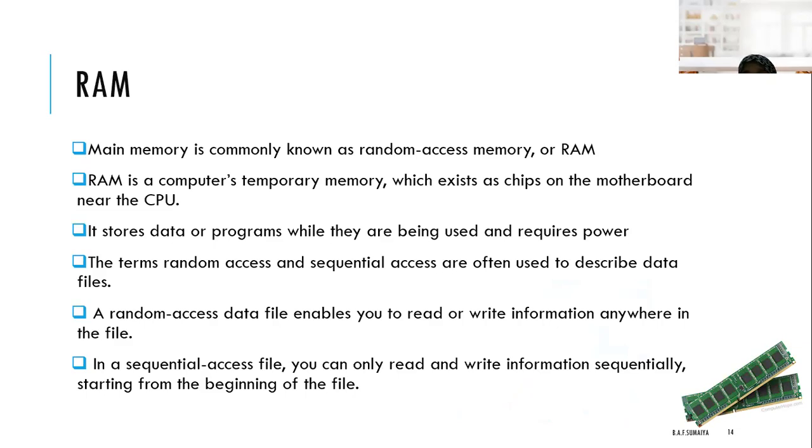The terms random access and sequential access are often used to describe data files. Random access data files enable you to read or write information anywhere in the file. In a sequential access file, you can only read and write information sequentially, starting from the beginning of the file.